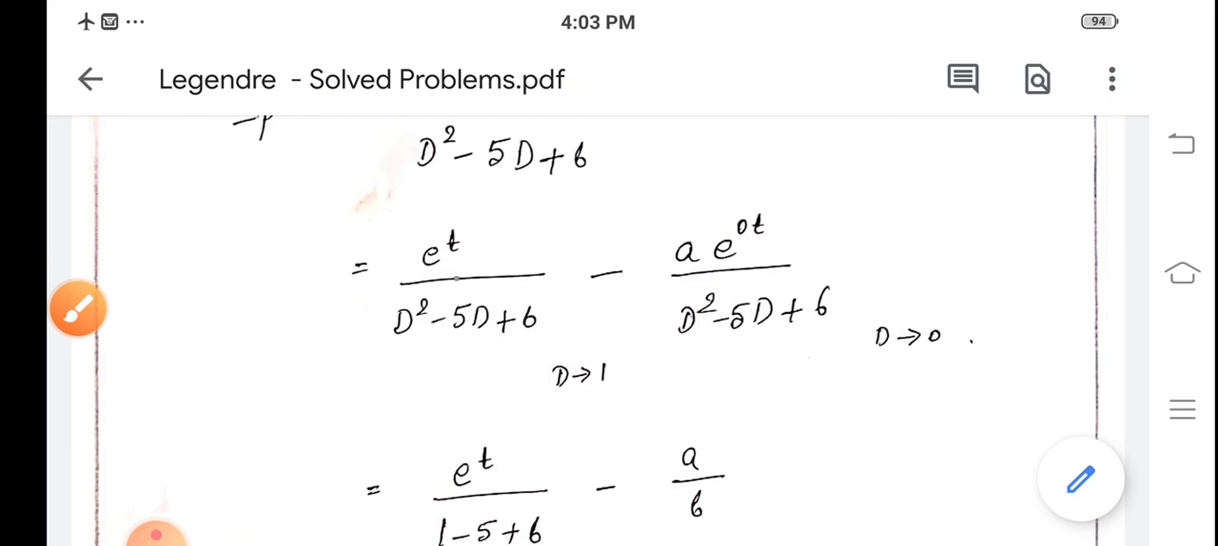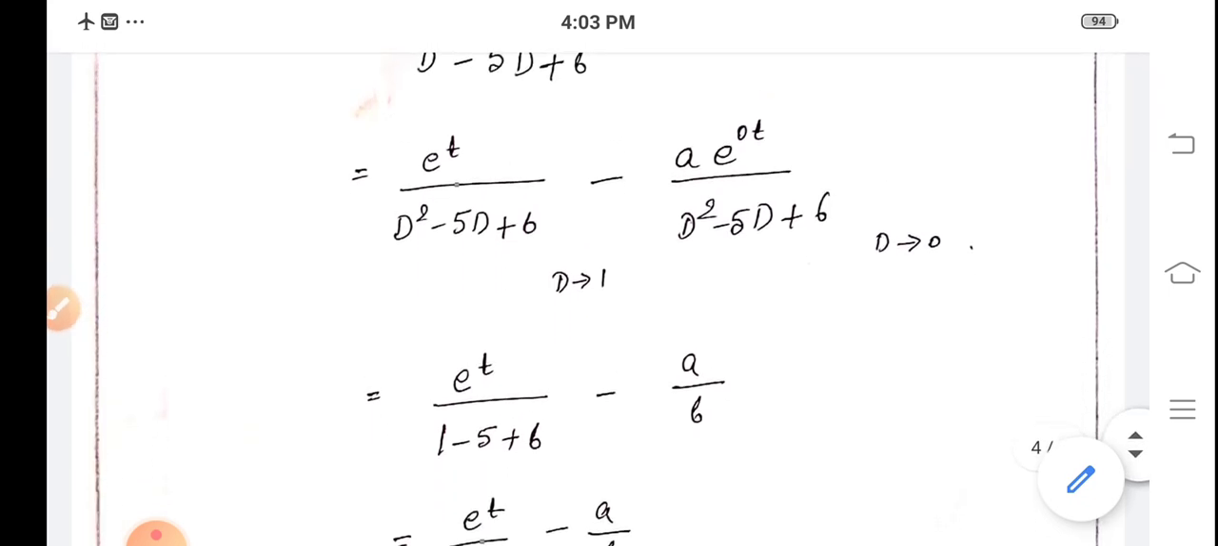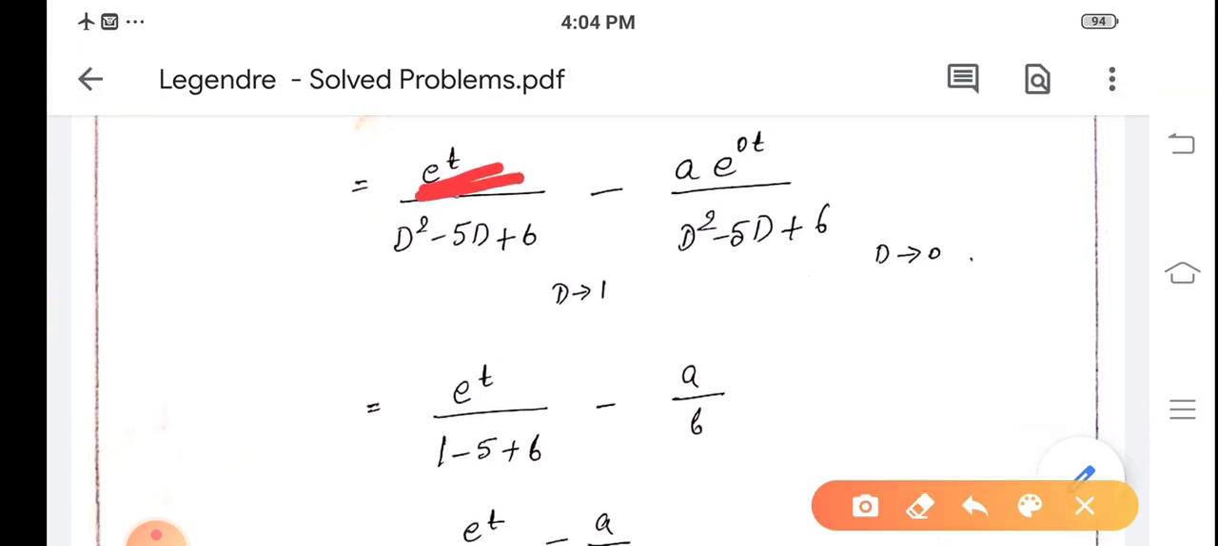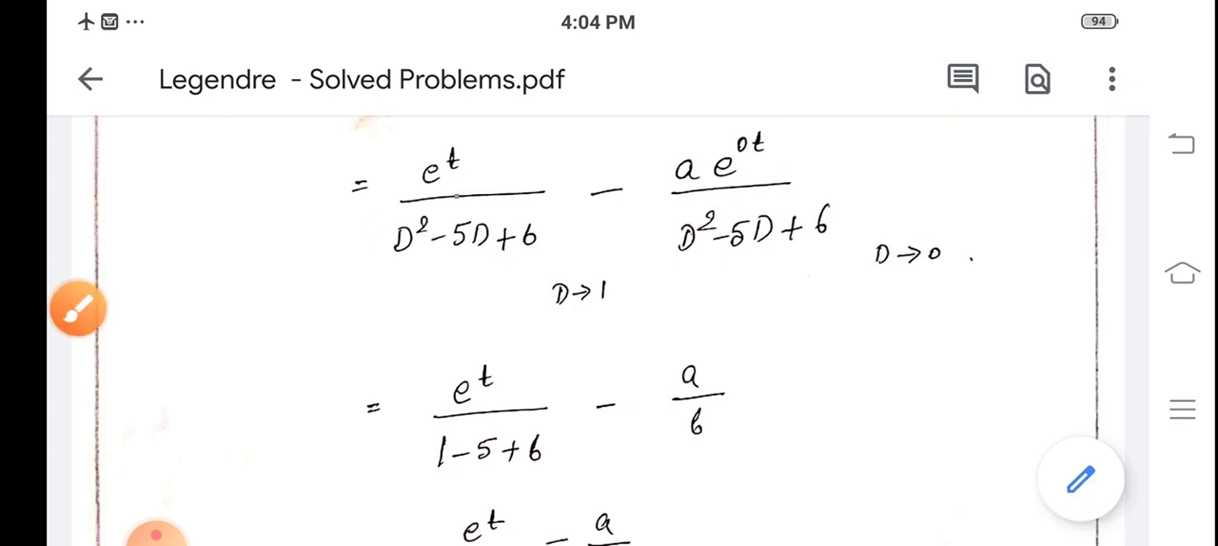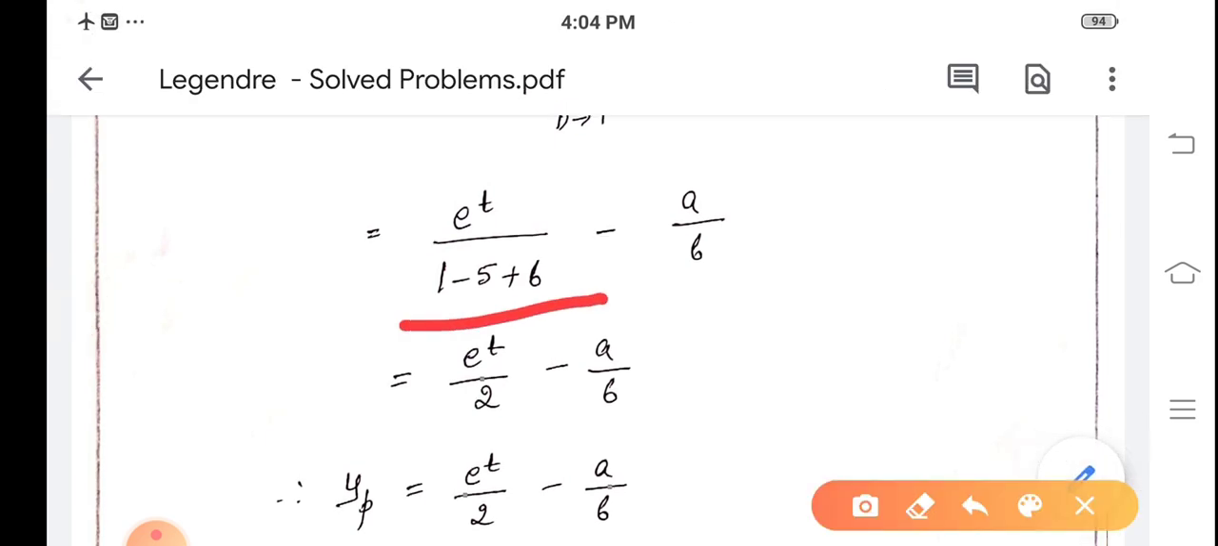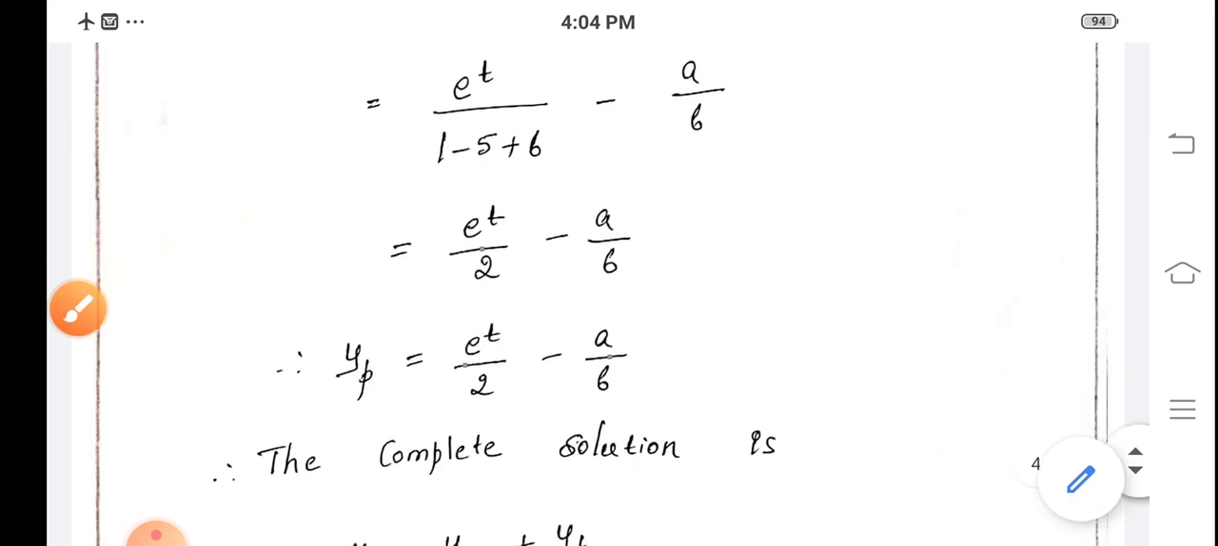So in both the terms we have exponential function. So we are replacing D by a to find the particular integral. But in the first term, a value is 1. So it is of the form e power at, coefficient of t is 1. So a value is 1. But in the second term, you are taking a as a into e power 0t. So here a is 0. So we replace D by 0. Now it becomes e power t divided by (1 minus 5 plus 6) minus a divided by 6. That is same as e power t divided by 2 minus a by 6.